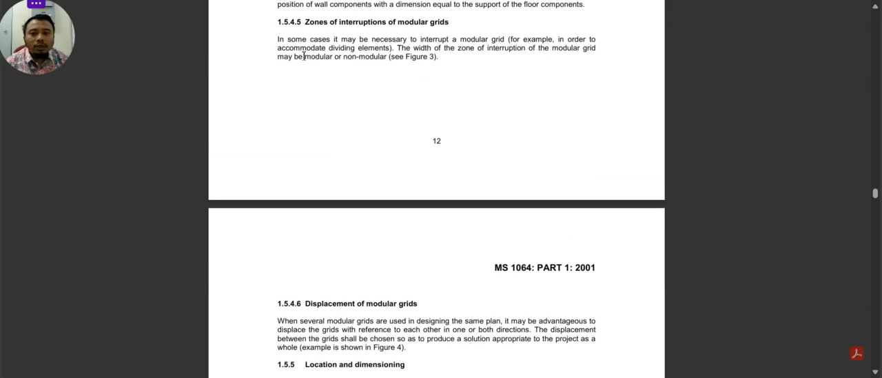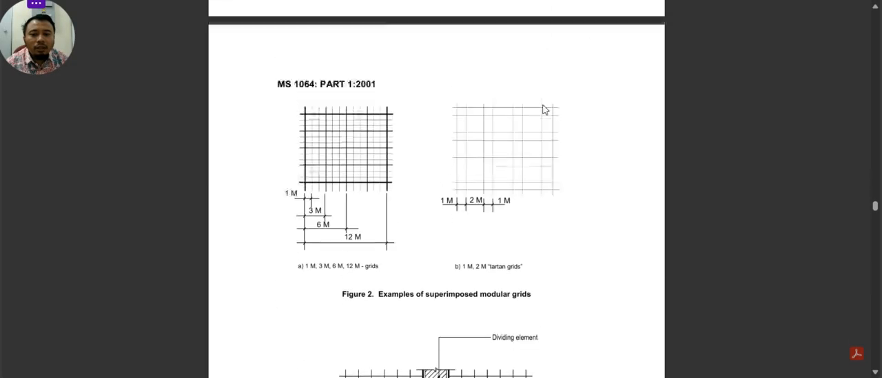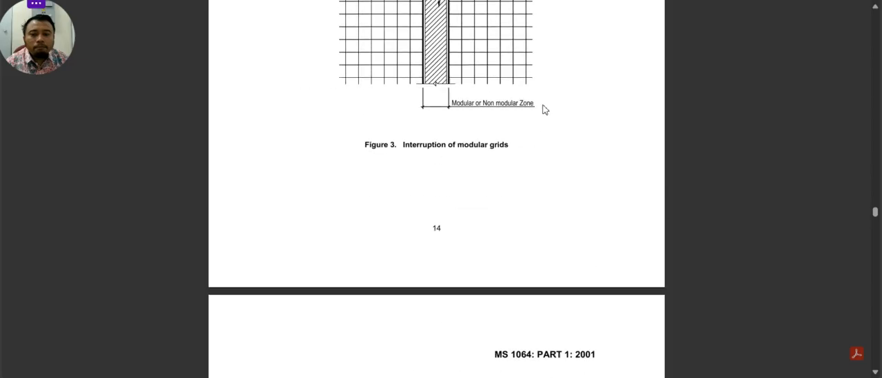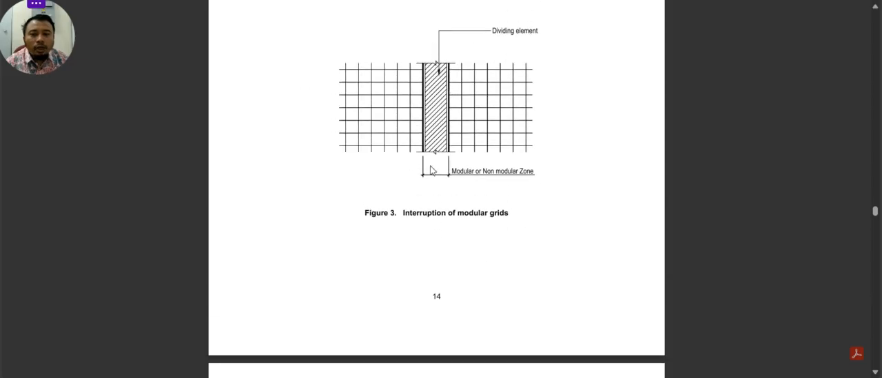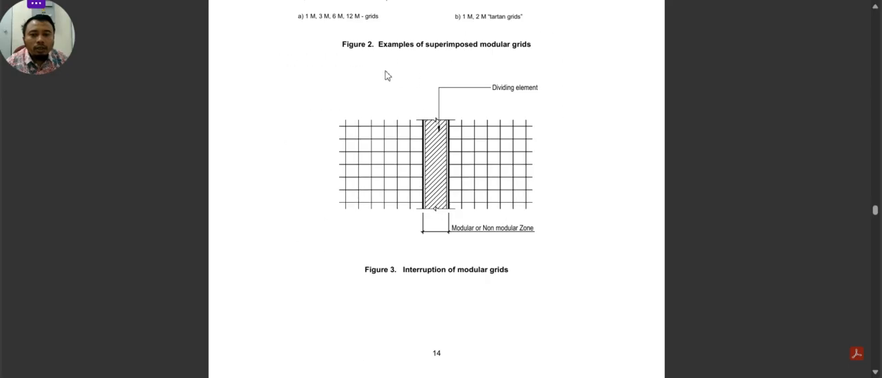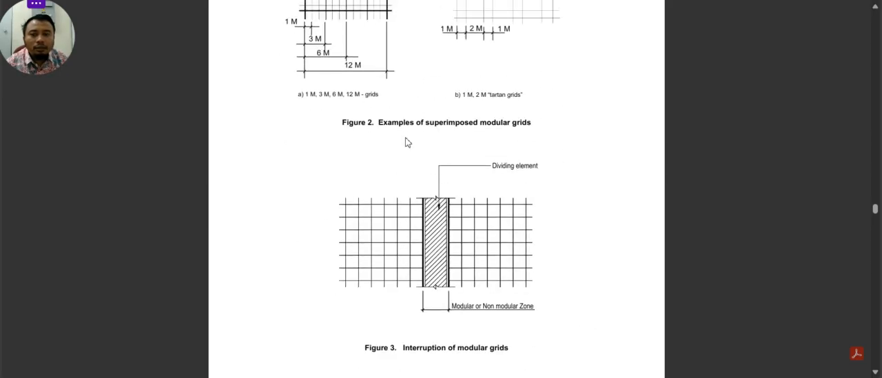So, zone of interruptions. In some cases, it may be necessary to interrupt the modular grid. You can see figure 3 here. So you have a non-modular, I think this is a wall here, a dividing element, it can be anything. So this is a non-modular zone, it can be a modular zone or a non-modular zone. So your grid line here can be half circle.